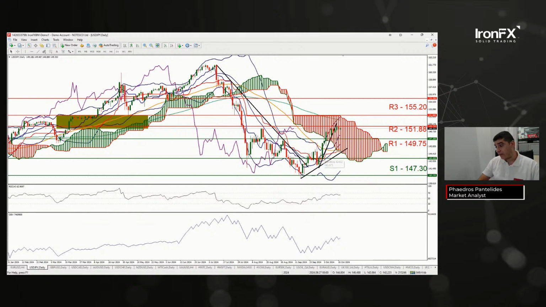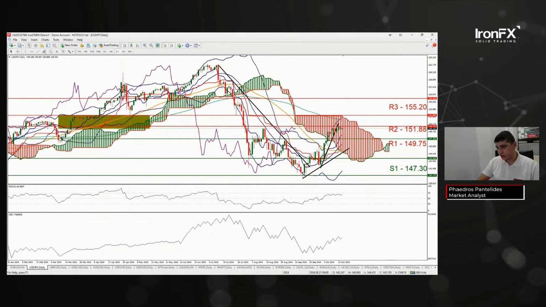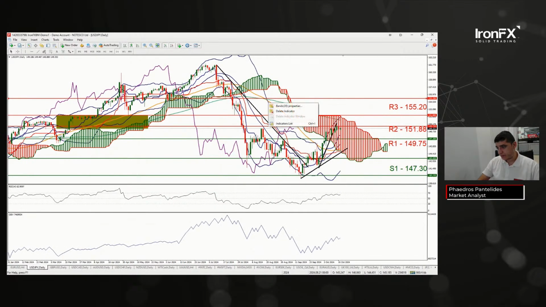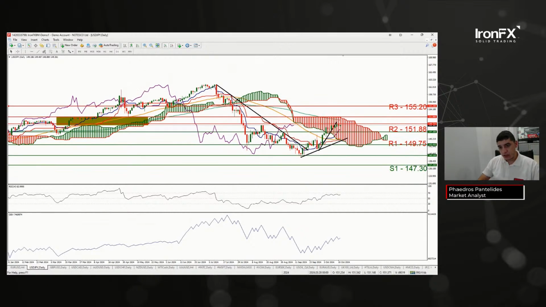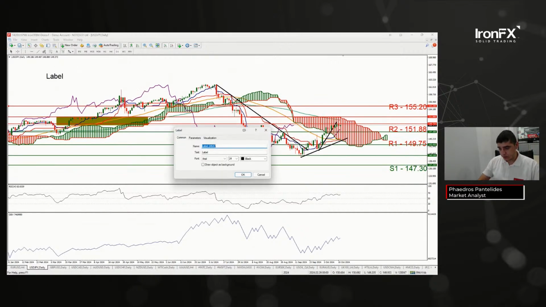There was a crossover from the conversion line above the baseline. So the blue line crossing above. Let's see. We do have the Bollinger Bands here, so let's just remove those. So you can see the blue line crossing above the baseline. That is also bullish in nature. Lagging span above the price action, cloud is green, entering the cloud, finding some resistance. So we are still bullish for the particular pair, and OBV tends to support that theory as well. Let's add a text label here, USDJPY.